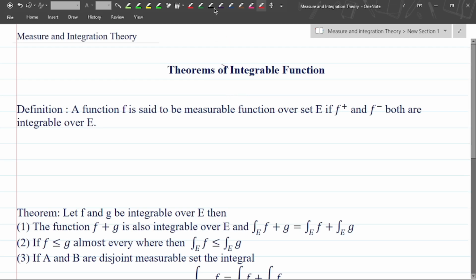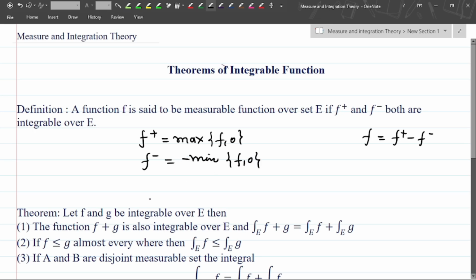So basically a function can be written as f equals f plus minus f minus. The positive part of the function is defined as the maximum of f and 0, and the negative part is the minus of the minimum of f and 0. It is written as f equals f plus minus f minus, and we can define that mod of f is f plus f minus.